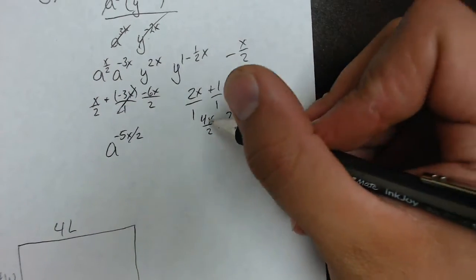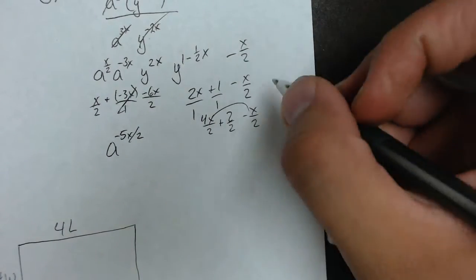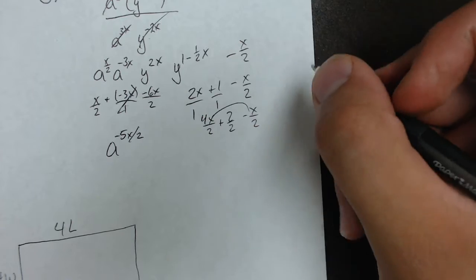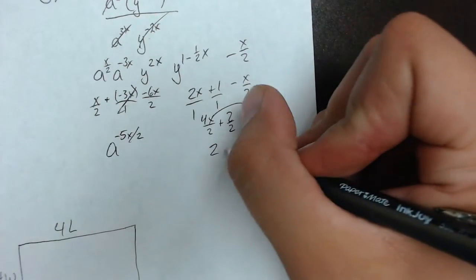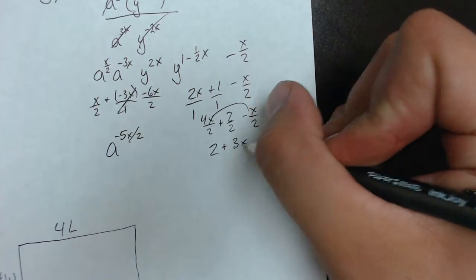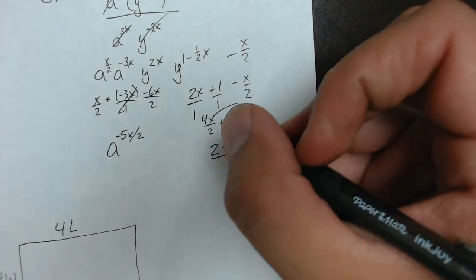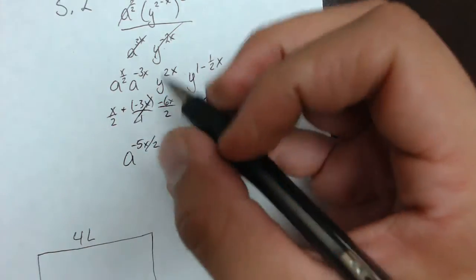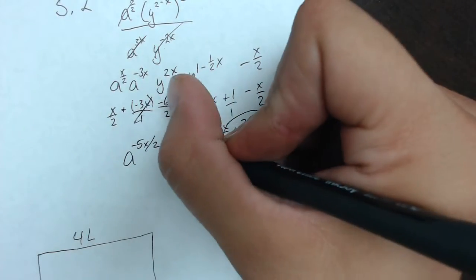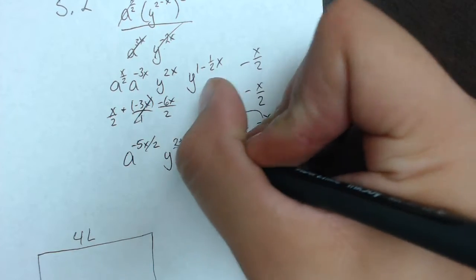So from here we see that the 4x and the negative x will combine, and that just becomes 3x. So what we have is 2 plus 3x all over 2. So that's going to be the exponent for the y. So our final answer will be a to the negative 5x over 2, times y to the 2 plus 3x over 2.